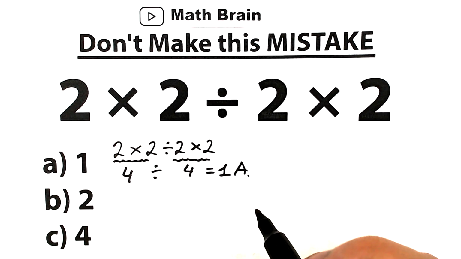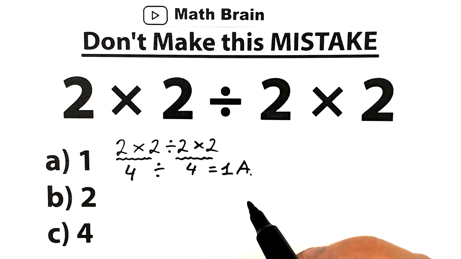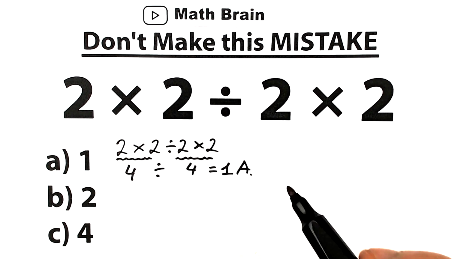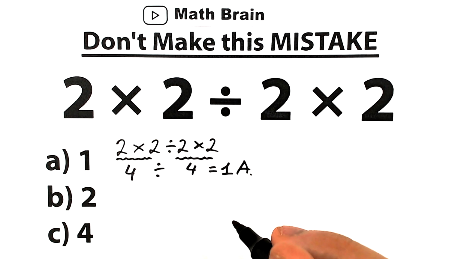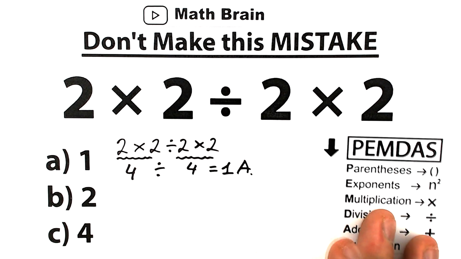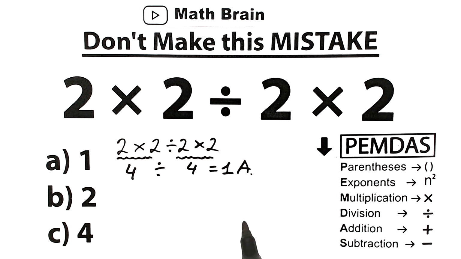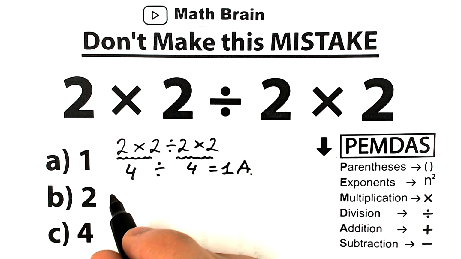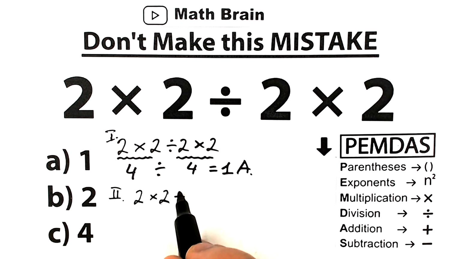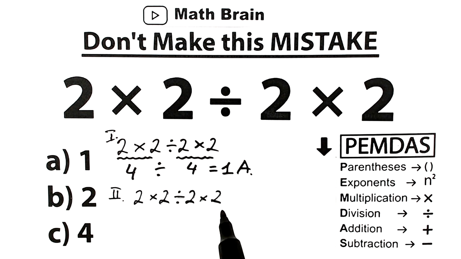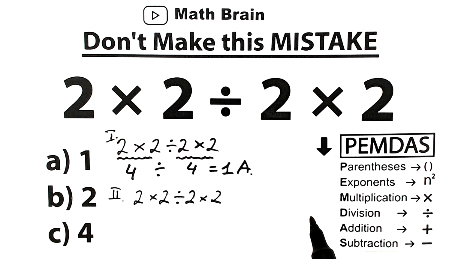Okay, but I want you to understand that in math we should know what is the correct order to do this problem, because obviously whatever order of operation we select is going to create a different answer, right? So we need to understand what is the correct order. For this challenge, let's look at the PEMDAS order of operations and solve this question according to it. This is our second interpretation. We have 2 times 2 divided by 2 and times 2. This is the most popular order of operations in the world.